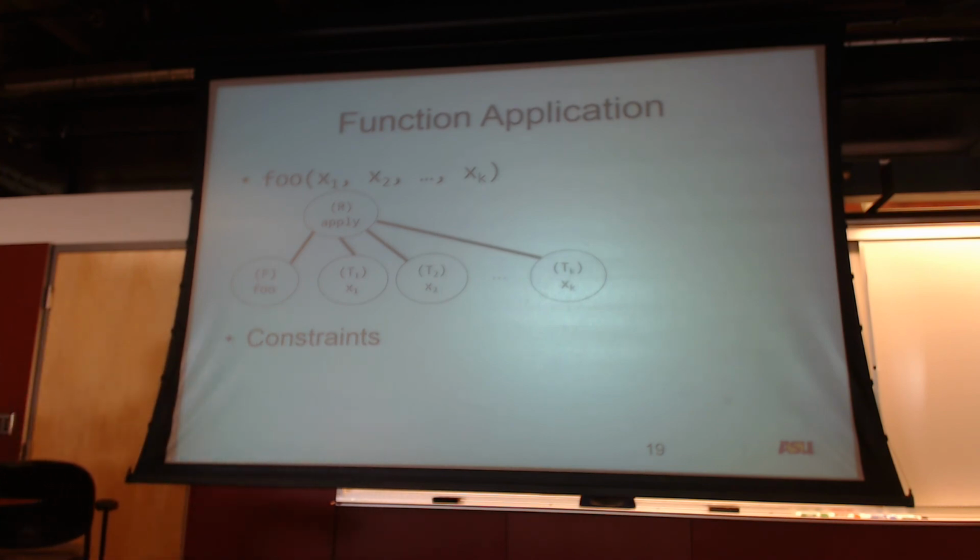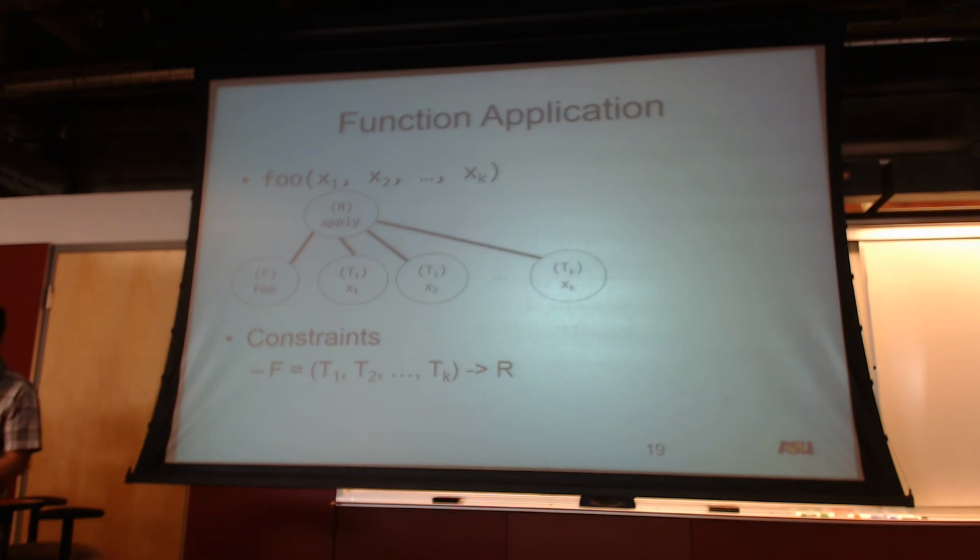So now what are the constraints? F has to be equal to the open and close parenthesis T1, T2 up to Tk, then right arrow R. That is the only constraint that we have for functions. So this is function application, which means when you actually evaluate that function. So in code, if you have foo 1, 2, then this is how you will represent it.